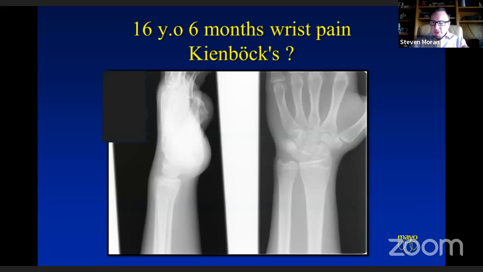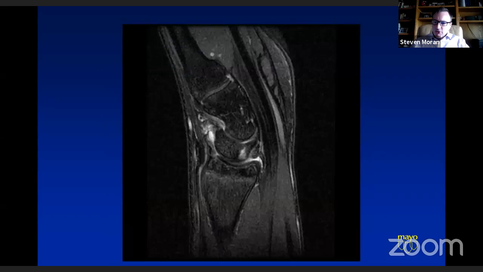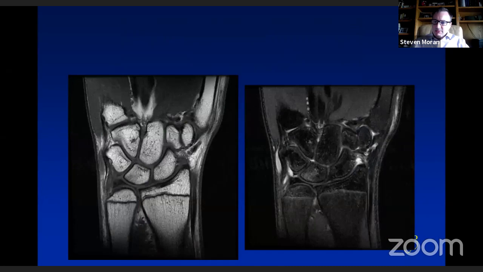This was a young man that was sent to me in my office with a 6-month history of wrist pain. The doctor made the diagnosis of Kienbock's disease and wanted to shorten his radius, a radial shortening procedure. His mother was concerned about that and brought the patient to see me. He had a history as a short order cook, and so he was performing a lot of pronation and supination. You can see that he's roughly ulnar neutral. When we get his MRI, we see that there is indeed some edema of the lunate, but that edema is primarily localized over the ulnar aspect of his carpus.